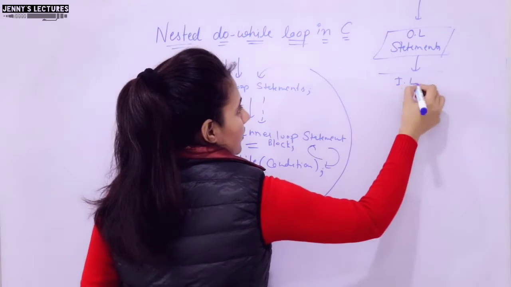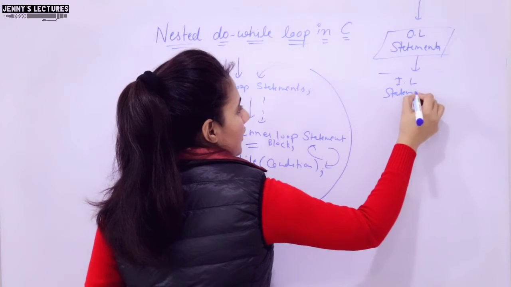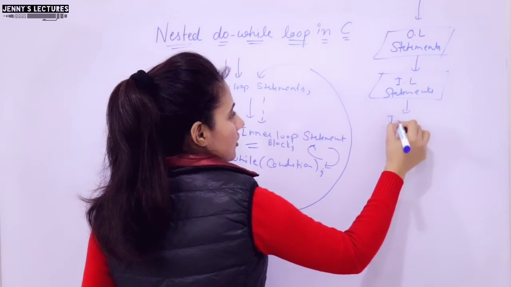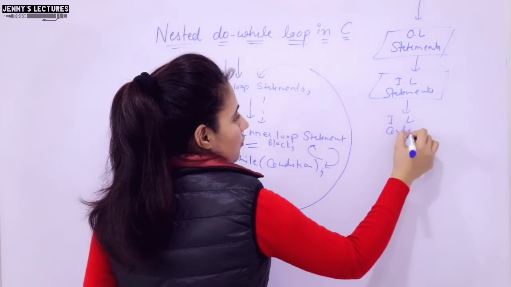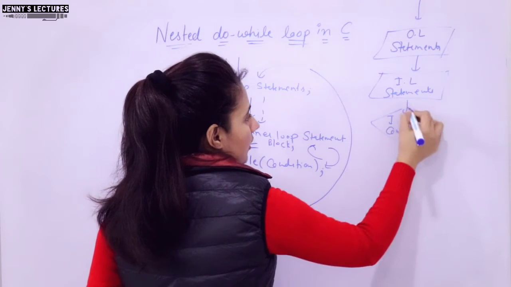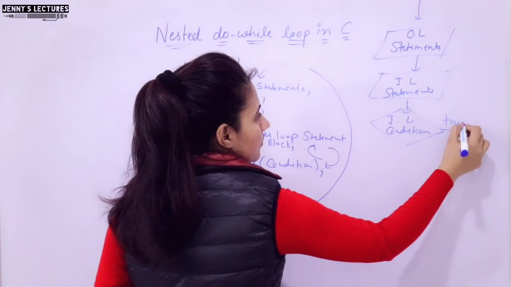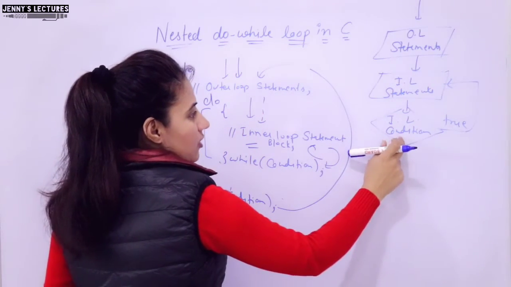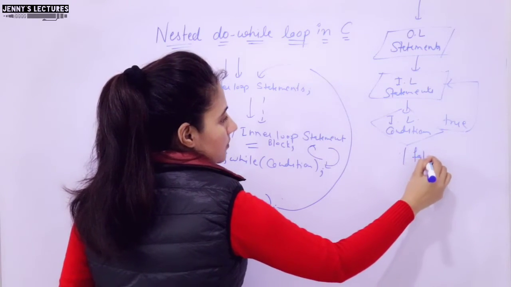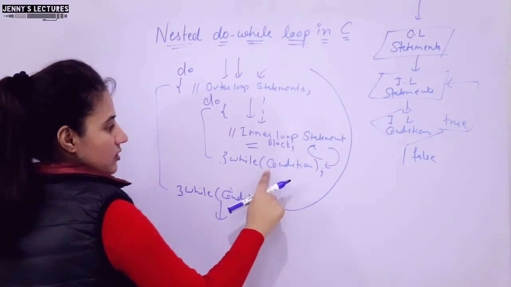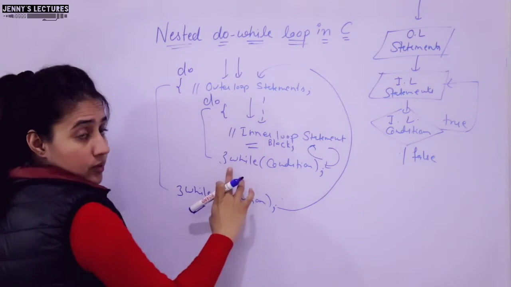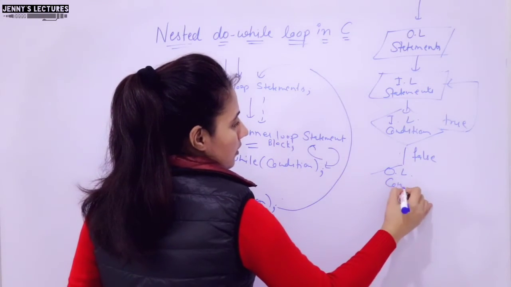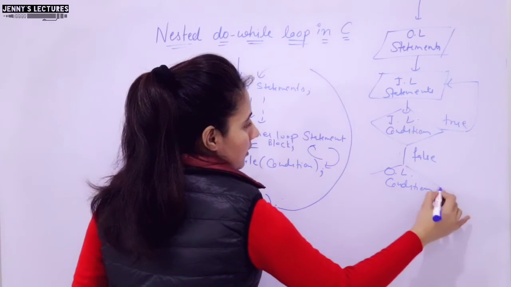Inner loop statements would be executed without checking any condition, and after executing these statements, we will check which condition? The inner loop condition will be checked first, right? Now if this is true, then again the inner loop statements would be executed and this would be in a loop. But if this inner loop condition is false, then we exit from this inner loop and check the outer loop condition. So here the outer loop condition would be checked, right?